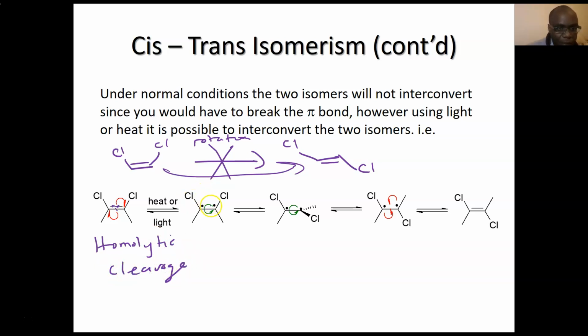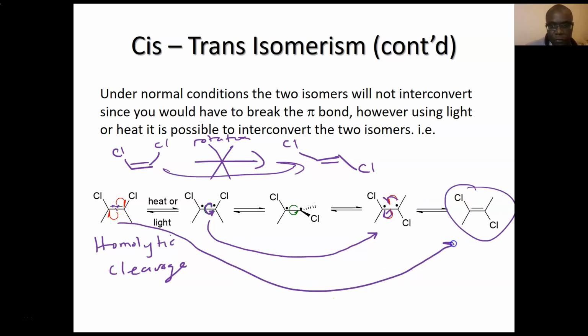And then now you have a chance to rotate what's left. You rotate the single bond that's left. After doing the complete rotation, you end up here. And then now you reform your bond. So you will have converted the cis to the trans. But guess what? We had to break the bond through this process.